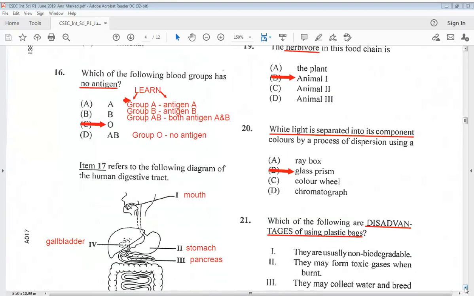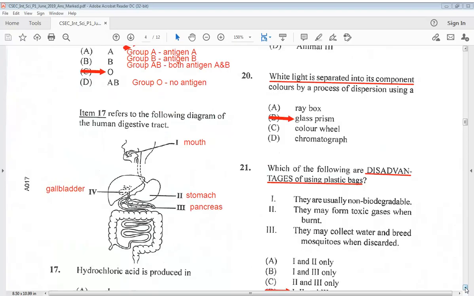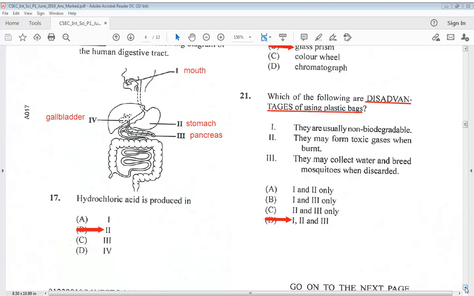20 says, white light is separated into its component colors by a process of dispersion using A. ray box, B. glass prism, C. color wheel, or D. chromatograph. So we know that the answer is B, glass prism. 21. Which of the following are disadvantages of using plastic bags? 1. They are usually non-biodegradable. 2. They may form toxic gases when burned. 3. They may collect water and breed mosquitoes when discarded. The answer is D, 1, 2, and 3.